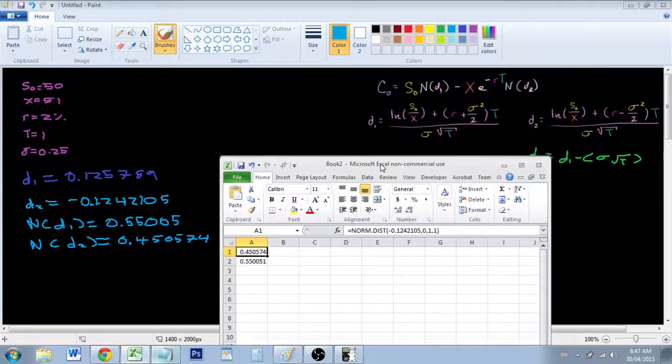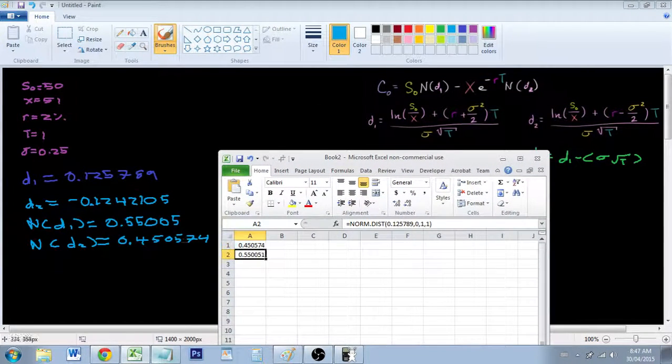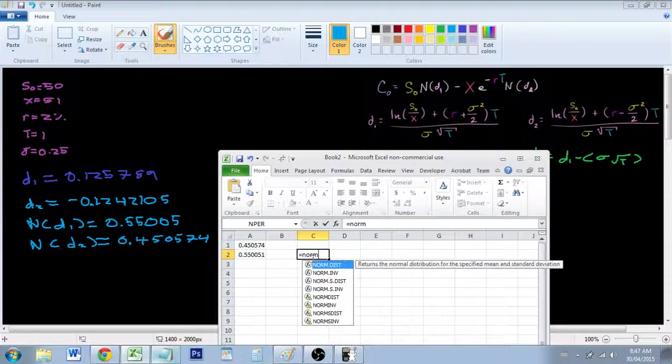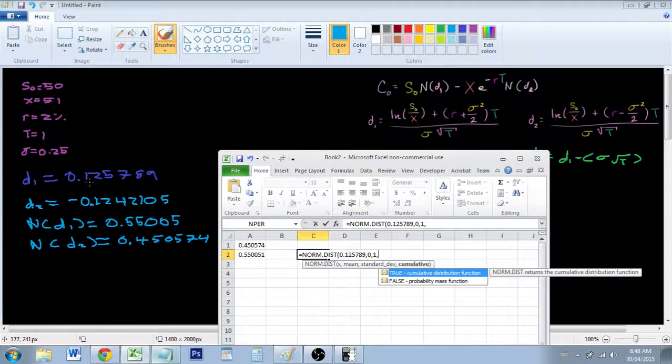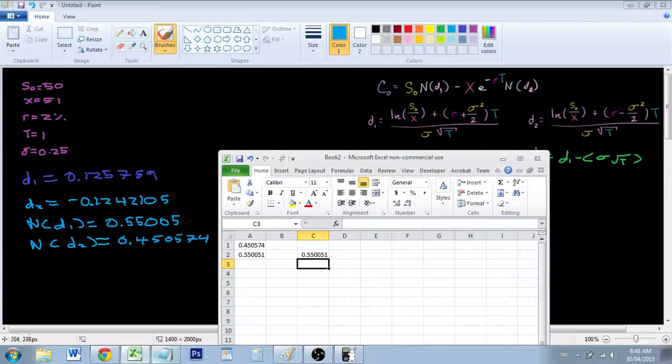To do it in Excel, you plug in the normal distribution function. Here, let's do another example. Equal to NORM.DIST, that's the one you want. For your x, that's the number that you're going to be plugging in, so that's your 0.125789. Your mean is going to be 0, your standard deviation is going to be 1, and you're saying cumulative is true. Plug that in, you get your number here.